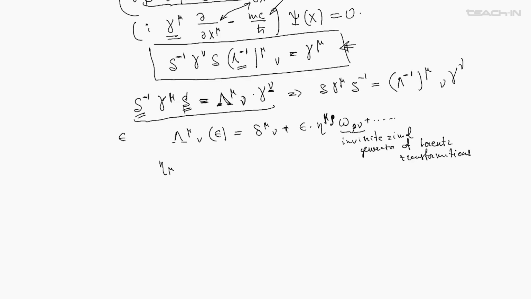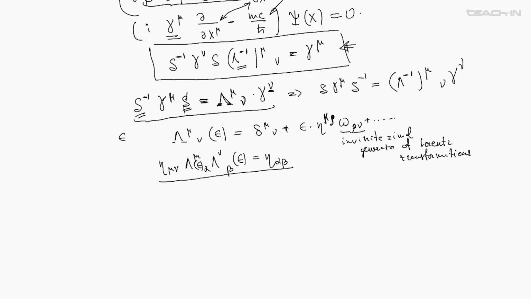So I take the relation η_{μν} Λ^μ_α Λ^ν_β. Now these are functions of ε, and this is η_{αβ}. And I expand this relation in ε and keep only terms of linear order in ε.